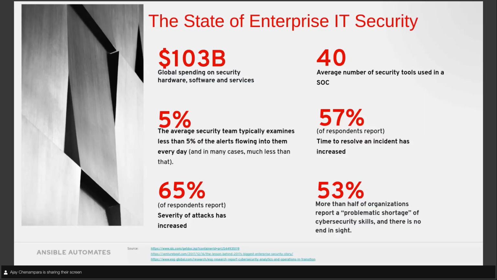Today, if you look at the state of enterprise IT security, the global spend is around $103 billion, which usually results in about 40 odd security tools for an average size enterprise. So you would think that, with this amount of investment and so many tools, security teams are handling a lot of incidents and being able to resolve them. But reality shows that only about 5% of alerts are actually being processed by the security teams.